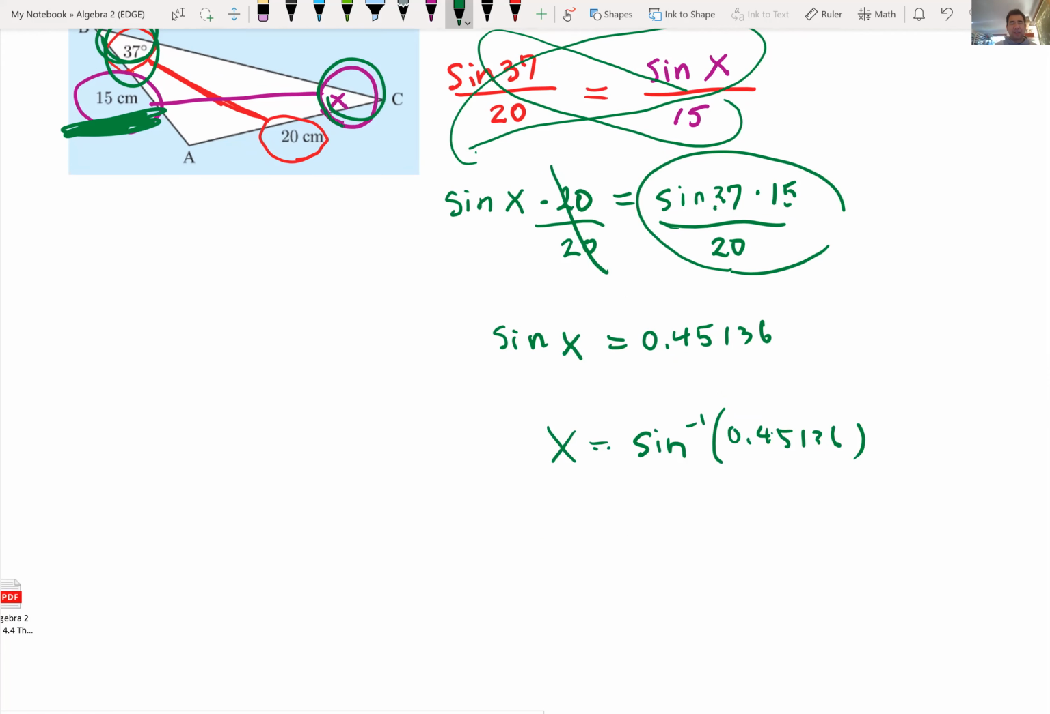0.45136. Now you don't want to round off that 0.45136 as 0.4 or 0.5 because your answer is going to be off a lot. So let's make sure that you get as much of the decimal as possible. So let's use 0.45136. Inverse sine of 0.45136, and you get 26.8 degrees.